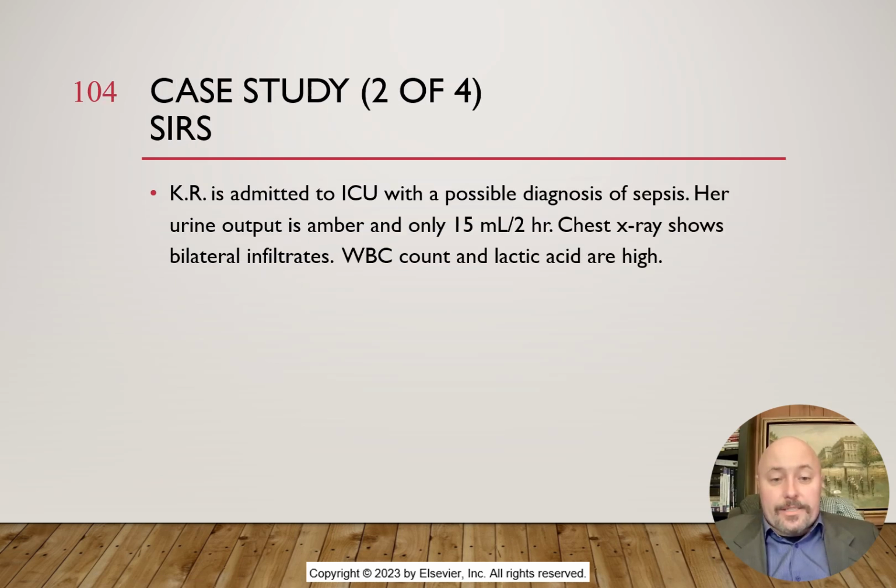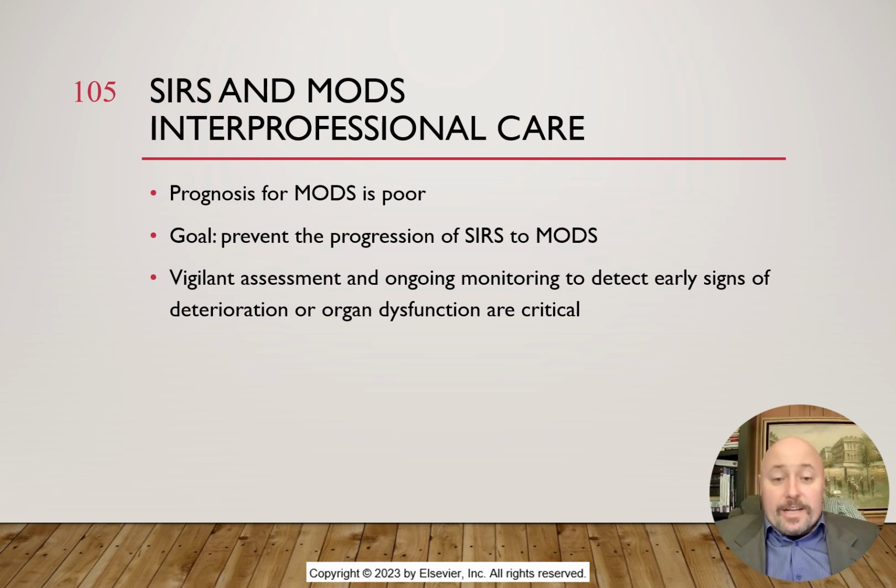In our case study, KR is admitted to ICU with a possible diagnosis of sepsis. Her urine output is amber and only 15 milliliters in 2 hours. The chest x-ray shows bilateral infiltrates, and her white blood cell count and lactic acid are high. The prognosis for MODS is poor, and the goal is to prevent the progression of SIRS to MODS. Vigilant assessment and ongoing monitoring to detect these early signs of deterioration or organ dysfunction are critical.